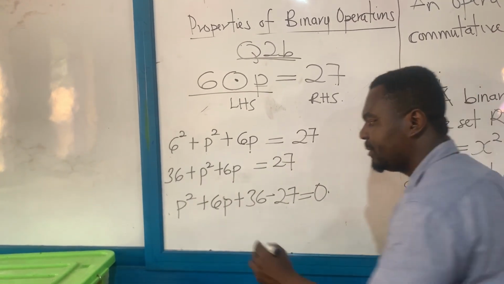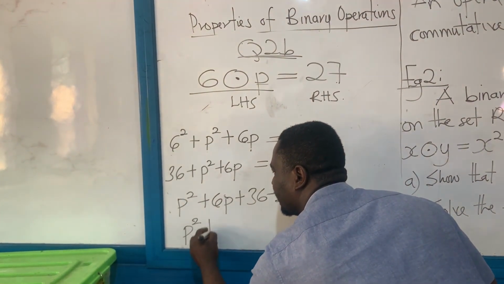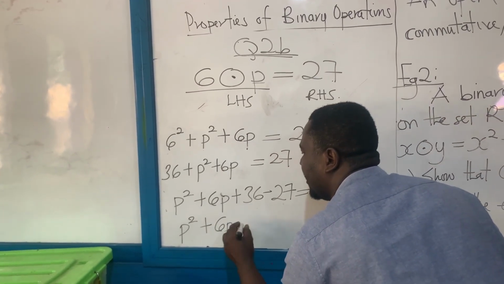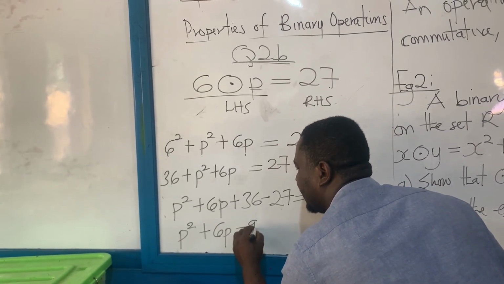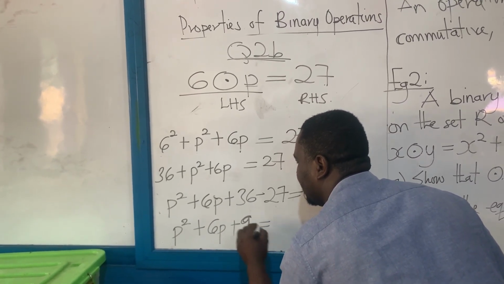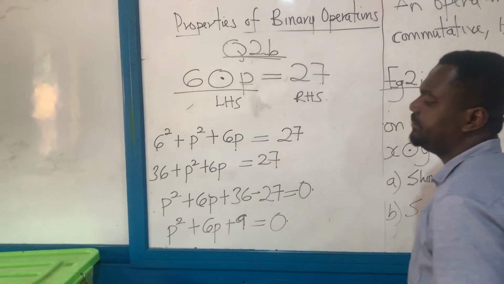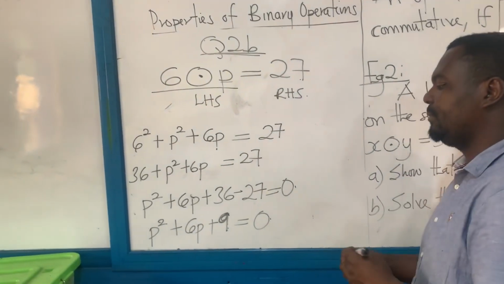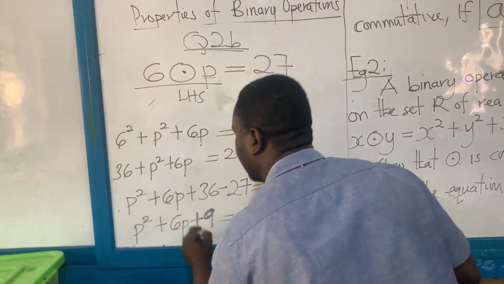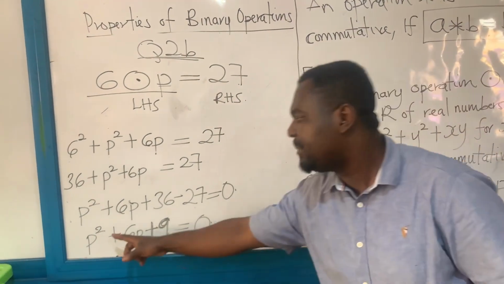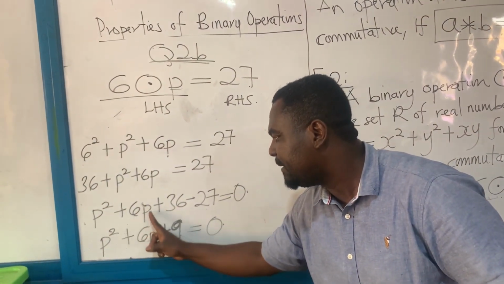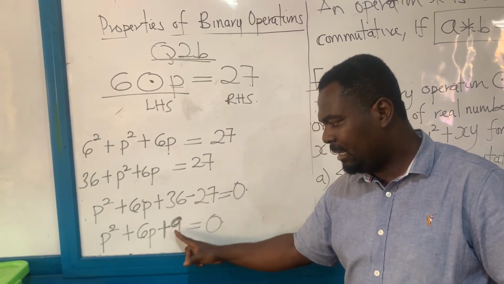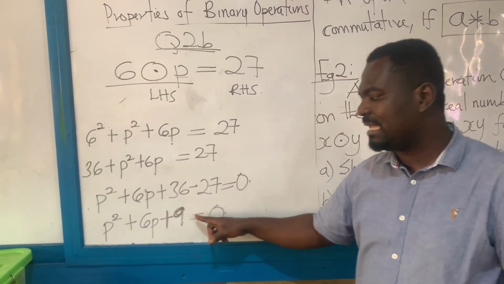So from here, you are going to get P squared plus 6P plus 36 minus 27 equal to 0. So you are getting P squared plus 6P plus 9 equal to 0, because 36 minus 27 will give you 9. So now this is the form of a quadratic equation.